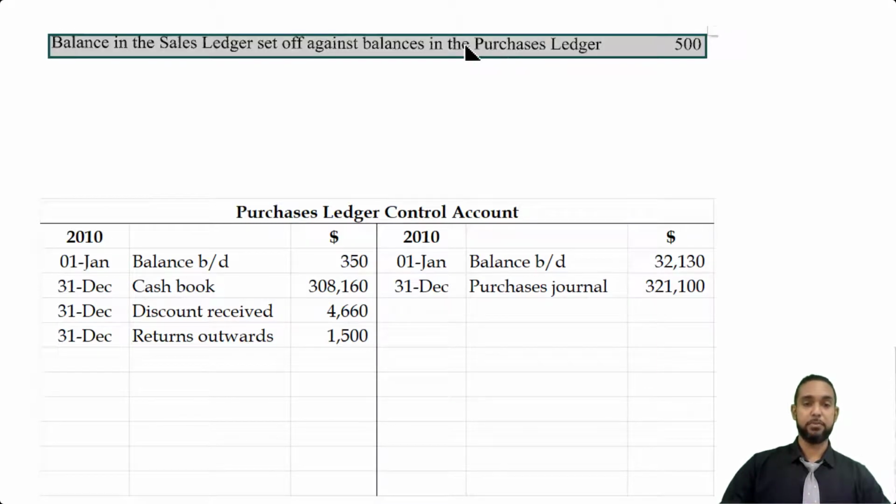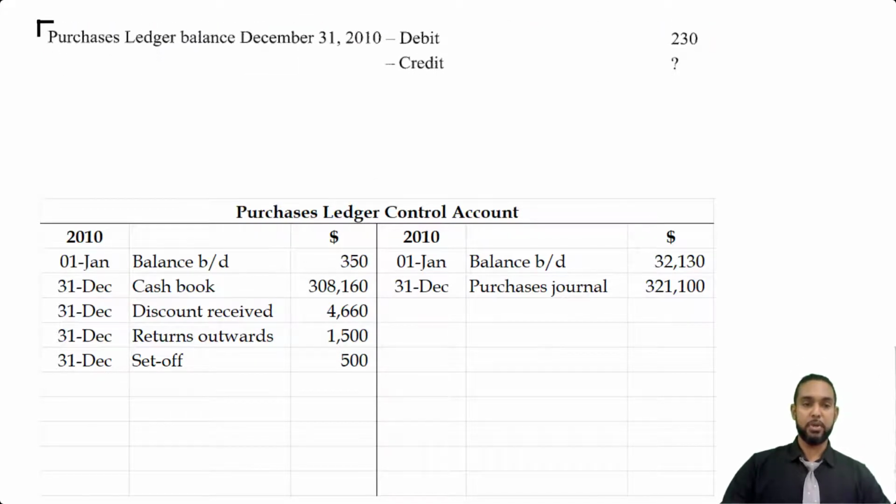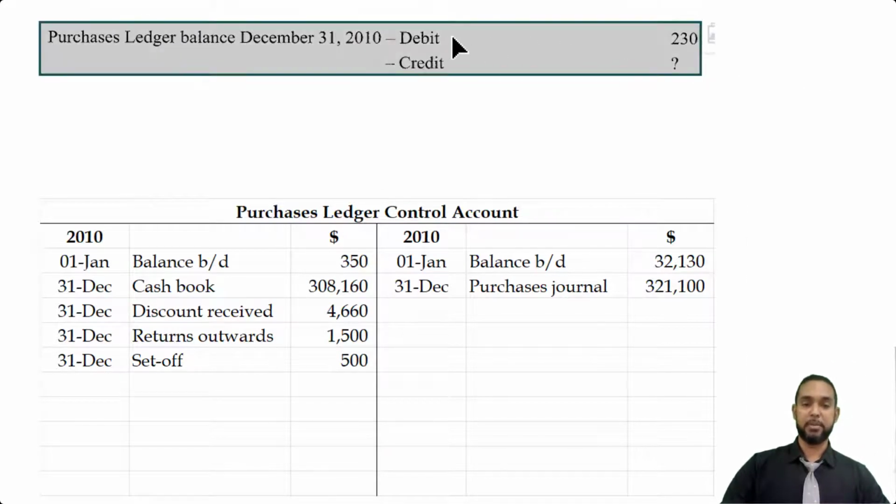Don't forget your set-off. That goes in both accounts. Remember, it's a cancellation of common debt. Both accounts have to have it. So we are going to put that on the debit side of the creditors control account, because that's how you reduce a liability with a debit to the account. Okay, so now we have the one closing balance we have, right? That's going to be brought down on the debit side.